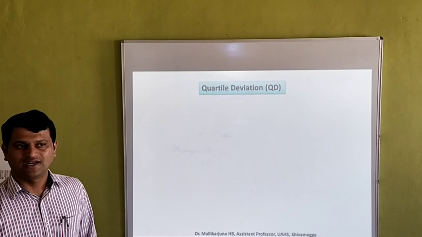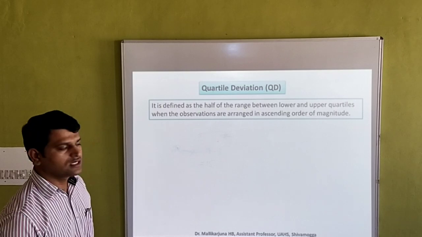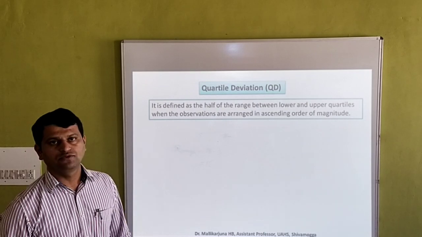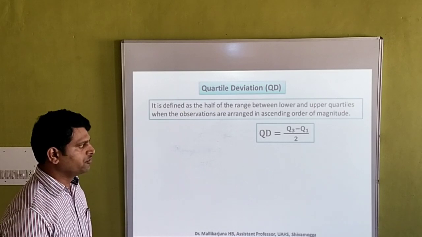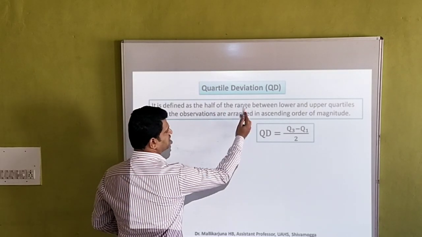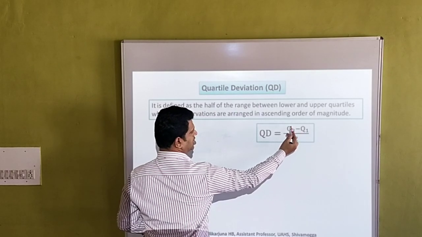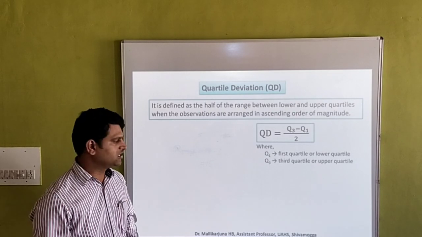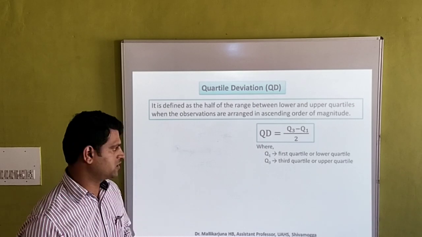Now come to quartile deviation, QD. It is defined as half of the range between the lower and upper quartiles when the observations are arranged in order of magnitude. So QD is equal to Q3 minus Q1 divided by 2. This is half of the range, where the range means the difference between the upper quartile and the lower quartile, third quartile minus first quartile, Q3 minus Q1. Q1 is the first quartile or lower quartile, and Q3 is the third quartile or upper quartile.